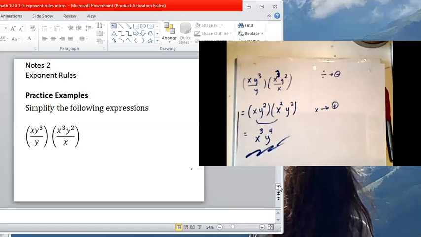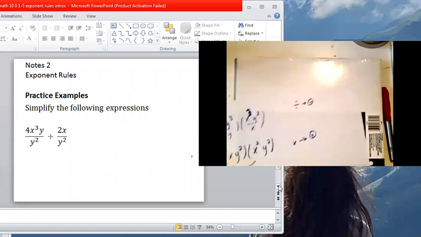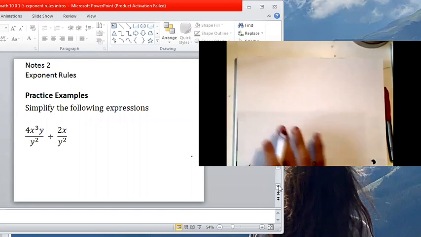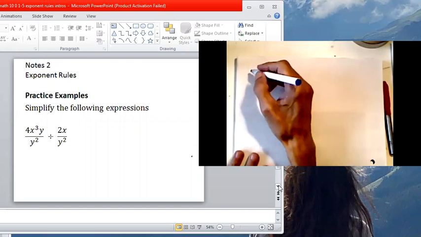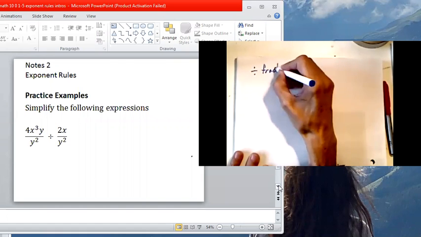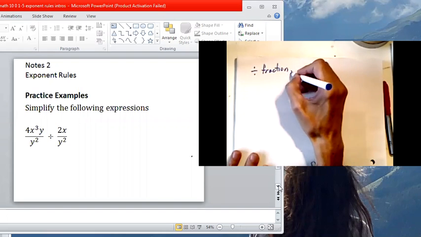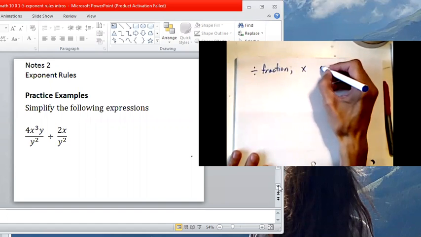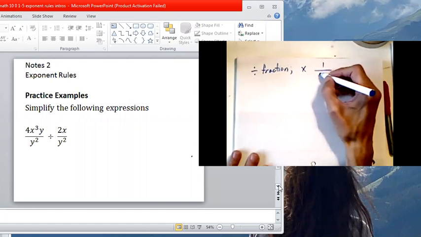Okay, good. I think there might be one more. Then that will finish up the examples and you can practice with the homework. I've got to show you this one, something special. Whenever you divide by a fraction, what you do is multiply and you go 1 divided by the fraction.